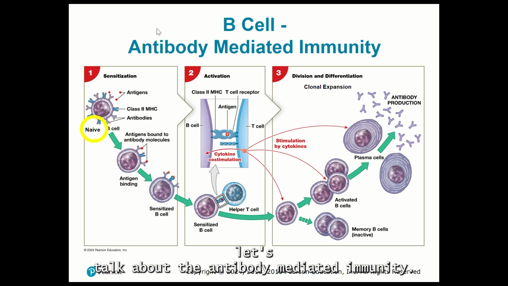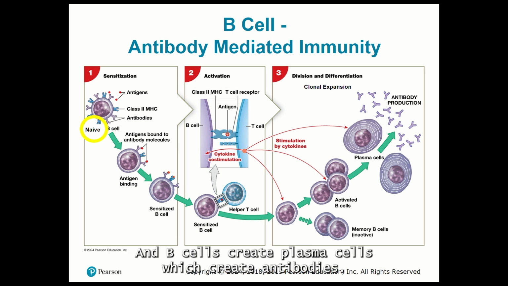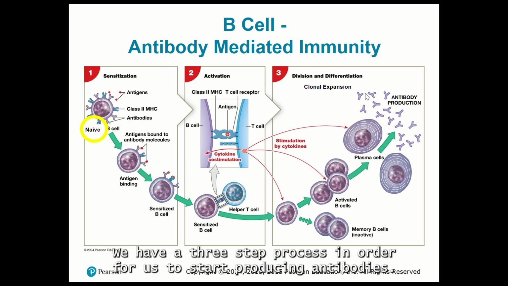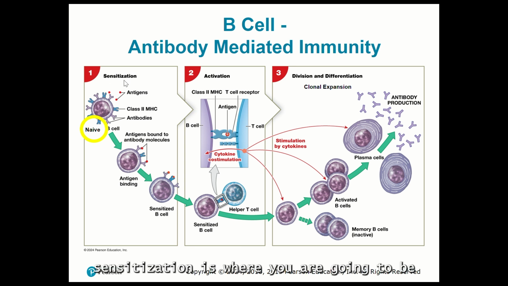Let's talk about the antibody-mediated immunity. Remember, this one is mostly going to be our B cells that are actively working, and B cells create plasma cells, which create antibodies. So our end goal here is to create these antibodies. We have a 3-step process in order for us to start producing antibodies. The first of which is going to be sensitization.